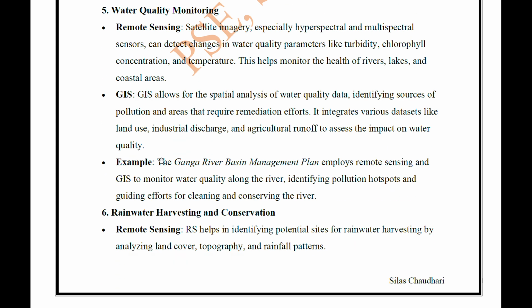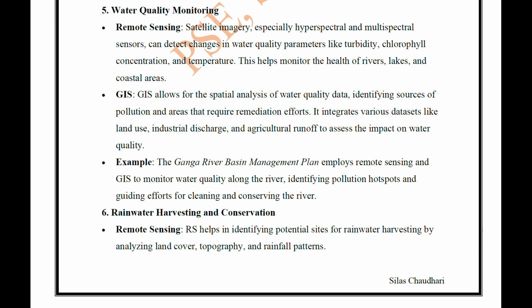Fifth is water quality monitoring. Remote sensing: satellite imagery, especially from hyperspectral and multispectral sensors, can detect changes in water quality parameters like turbidity, chlorophyll concentration, and temperature. This helps monitor the health of rivers, lakes, and coastal areas.